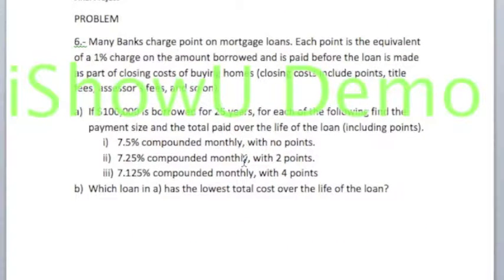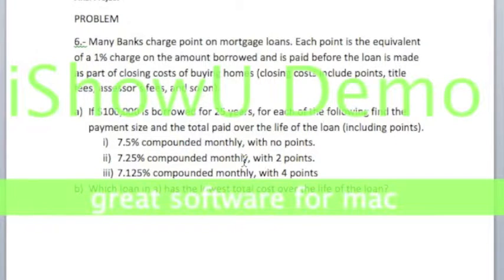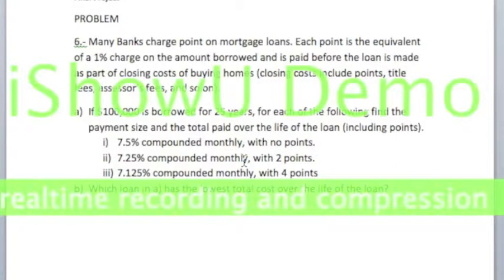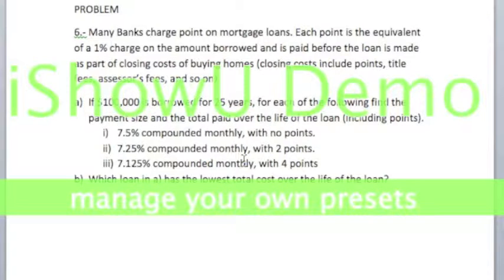We have the following problem. Many banks charge points on mortgage loans. Each point is equivalent to a 1% charge on the amount borrowed, and it is paid before the loan is made as part of closing costs of buying homes. Closing costs include points, title fees, assessor fees, and so on. We have to answer the following subsections.